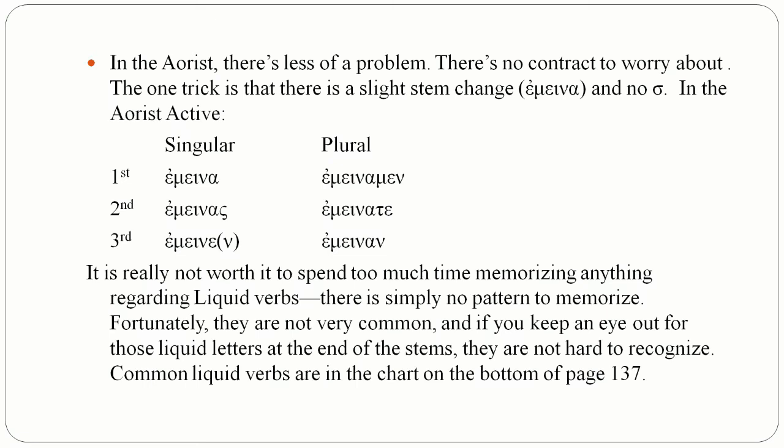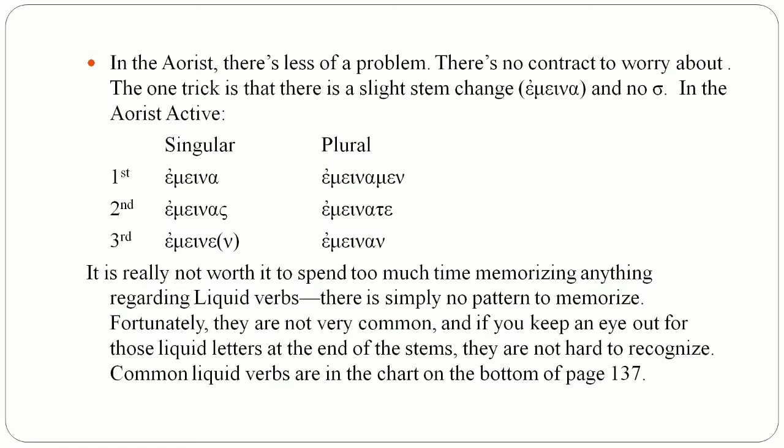Liquid letters, again, one of those four: lambda, mu, nu, and rho. And be familiar with what they do. If a verb ends in one of those, it will not have a sigma in the future or the aorist.